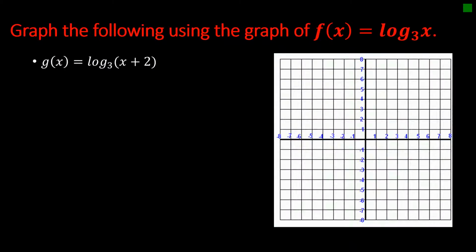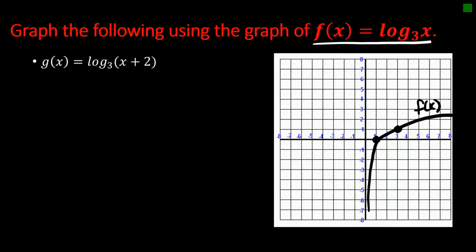So let's look at a couple of graphs. We want to graph, first of all, f of x equals log base 3 of x. And we've already said that (1, 0) is the x-intercept. And then we look at (b, 1). Here b is 3. So (3, 1). And our graph has that vertical asymptote. So our graph looks something like this for f of x.